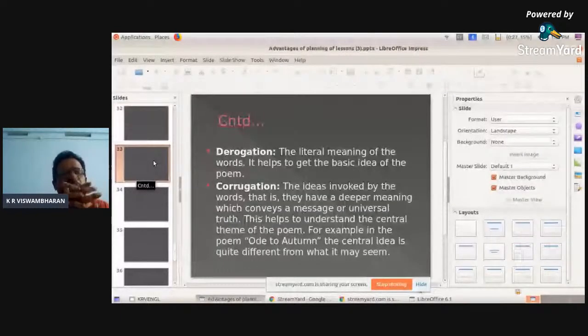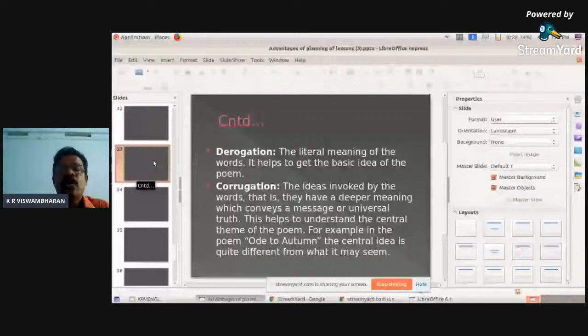I told you about two words. Denotation. What is denotation? The literal meaning of the words. What is actually the word literally means? It helps to get the basic idea of the poem. I told you the theme, the major idea the poet wants to transform. And the denotation is actually the literal meaning of the poem or the words used in the poem.